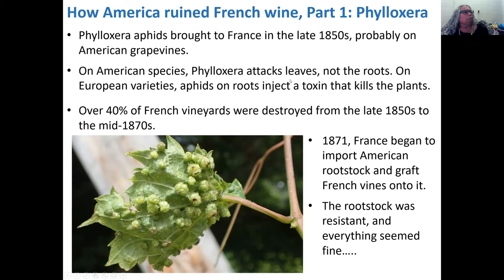It attacks the leaves. However, on wine grapes in Europe, the aphids can attack the roots, inject a toxin, and kill the grape plant. And this was devastating. From the 1850s to the 1870s, over 40% of French vineyards were destroyed. However, some clever French people figured out that you could graft European wine grapes onto American rootstock. The rootstock is resistant, so the plants survive, and the wine industry was saved, they thought.